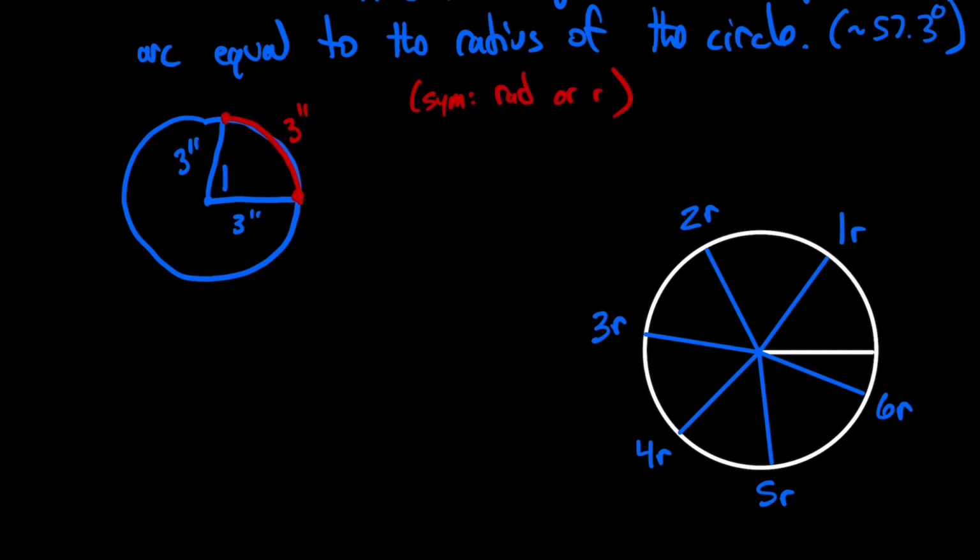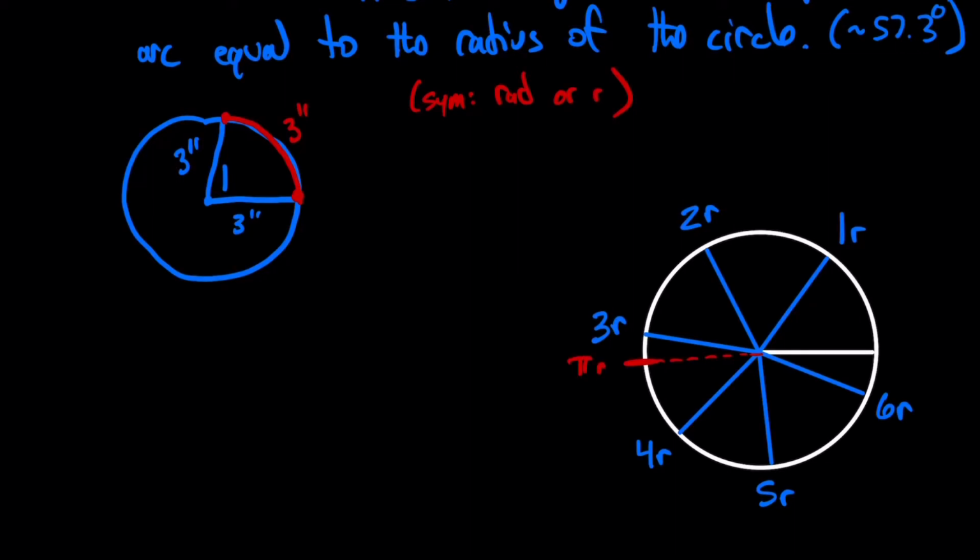Where pi comes into play is this. Notice that's 3 radians. That's a little bit less than 180. Well, what would happen if we extend this out to get 180 degrees? What special number do you think that is right there? That's a little bit more than 3 that represents 180 degrees. Well, guess what? That's pi radians.